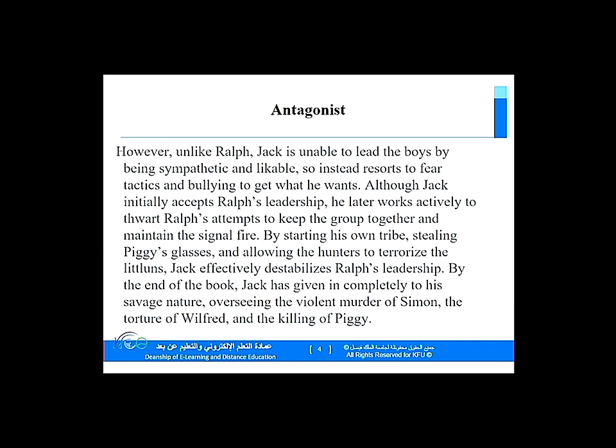Although Jack initially accepts Ralph's leadership, he later works actively to thwart Ralph's attempt to keep the group together and maintain the signal fire. By starting his own tribe, stealing Piggy's glasses, and allowing the hunters to terrorize the little ones, Jack effectively destabilizes Ralph's leadership. By the end of the book, Jack has given in completely to his savage nature, overseeing the violent murder of Simon, the torture of Wilfred, and the killing of Piggy.